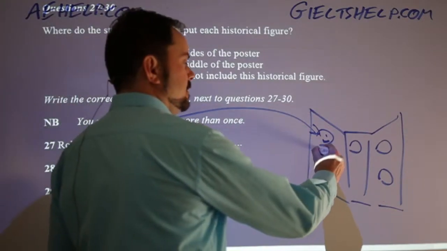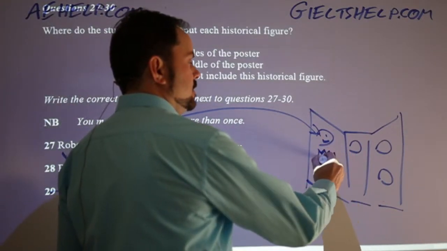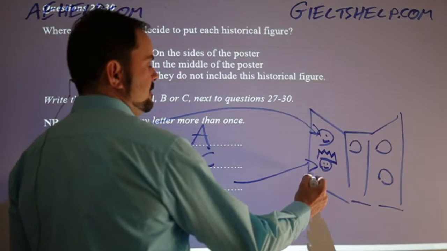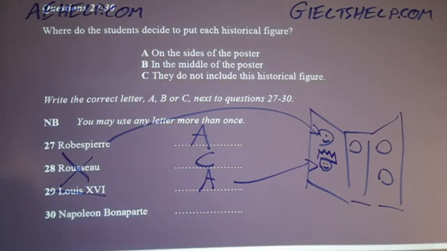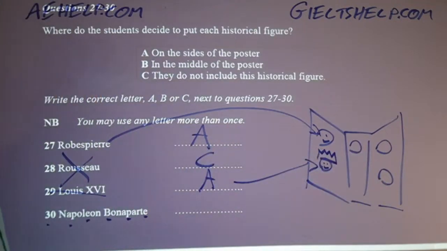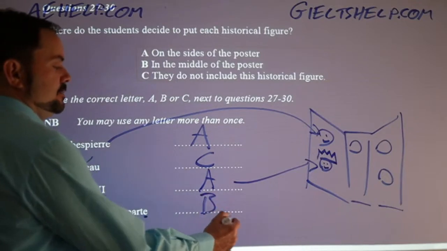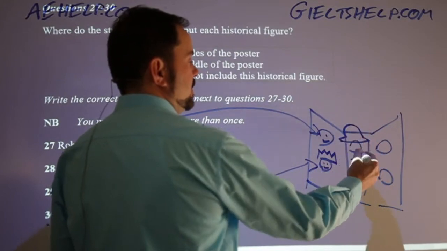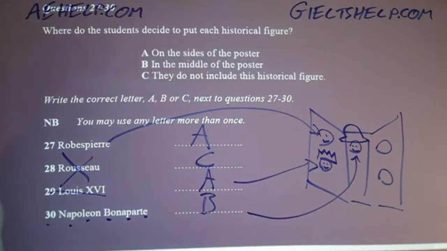Yeah, the king goes on the side of the poster. He was definitely a key part of the French Revolution, but not the most important part. Napoleon Bonaparte, very famous historical figure. Where does Napoleon go? Number 30, last question. Napoleon on the side. Yeah, he was arguably kind of the leader of the French Revolution. He's in the middle. Very important. There is Napoleon with his characteristic hat in the middle of the poster.